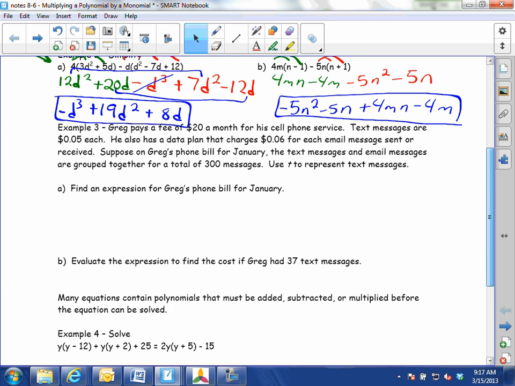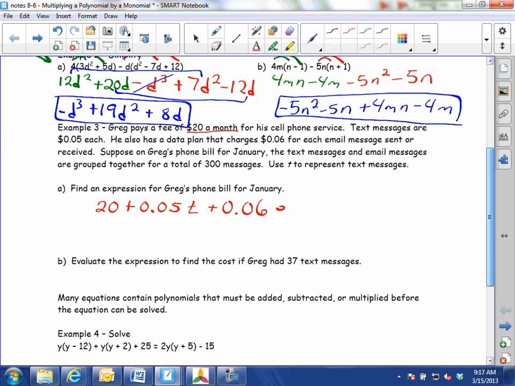That's a lot of information there. What do you guys think? $20 a month, plus 0.05 per T, and then plus 0.06 per email.